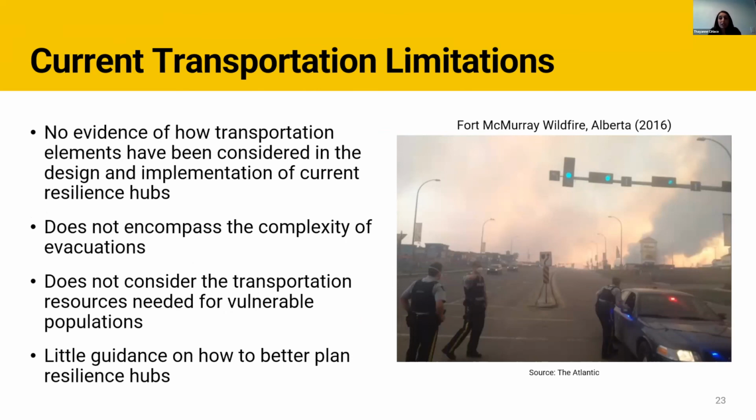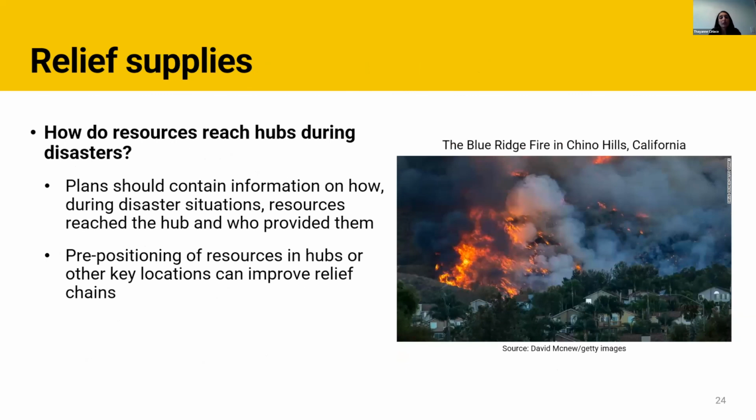hubs. In addition, they do not encompass the complexity of evacuations and do not consider the transportation resource needed for vulnerable populations. Another limitation is that there is little guidance on how to better plan resilience hubs. And it's also important to understand how the resources reach the hubs during the disasters. So the resilience hub plan should contain information on how, during a disaster situation, the resource will reach the hub and who will provide them.